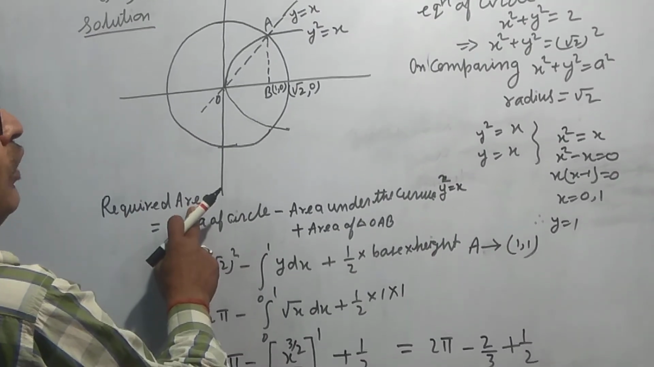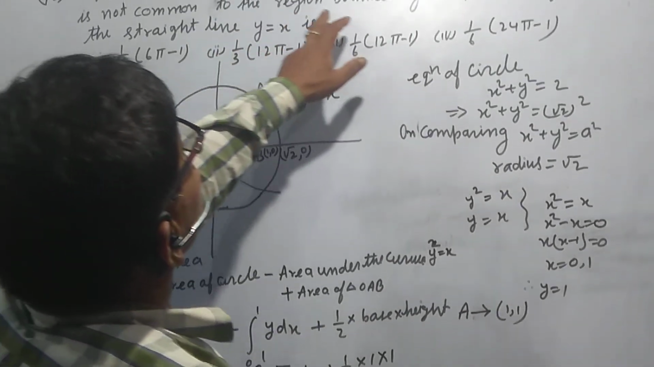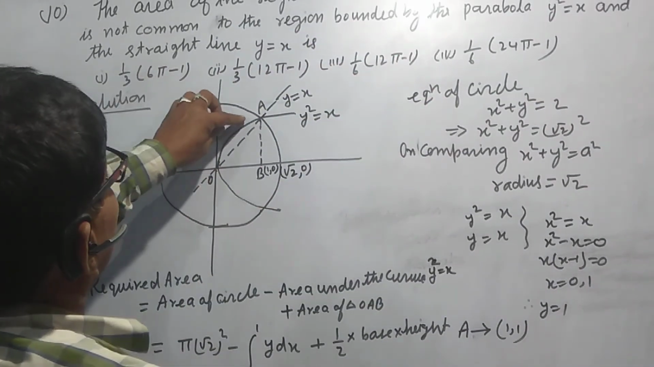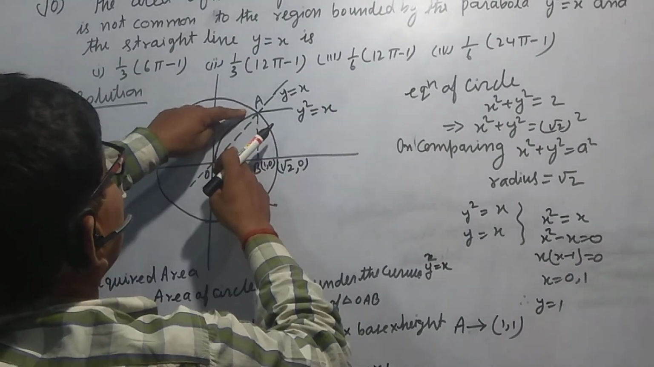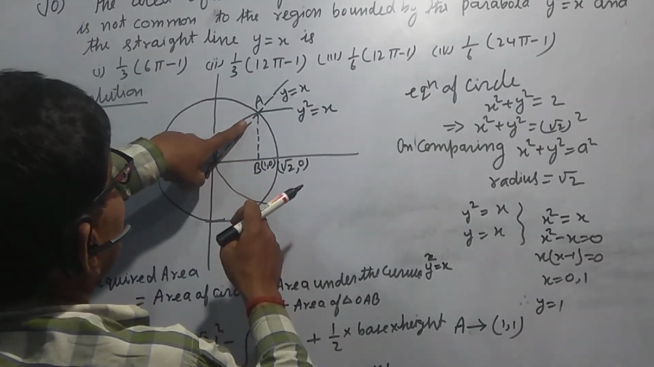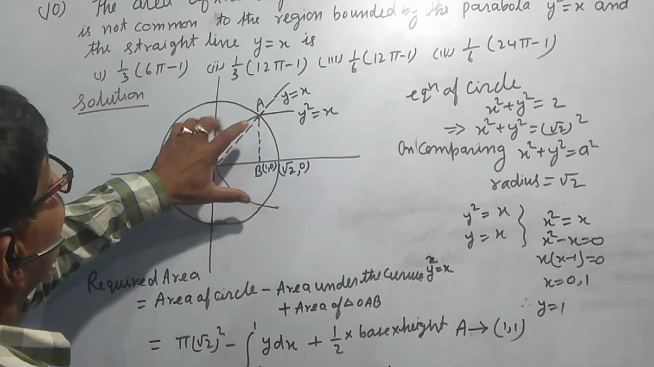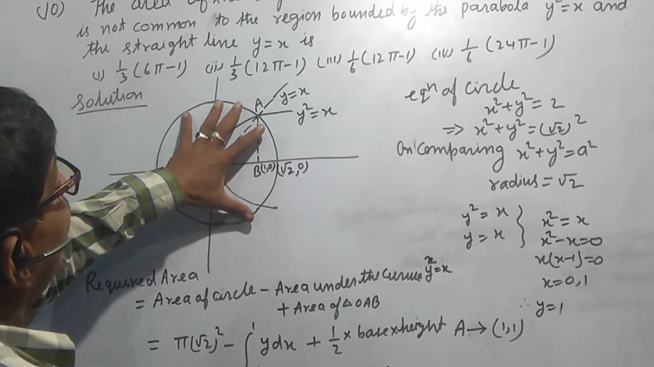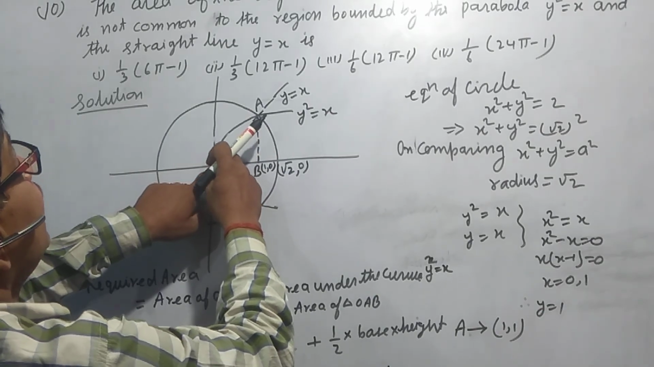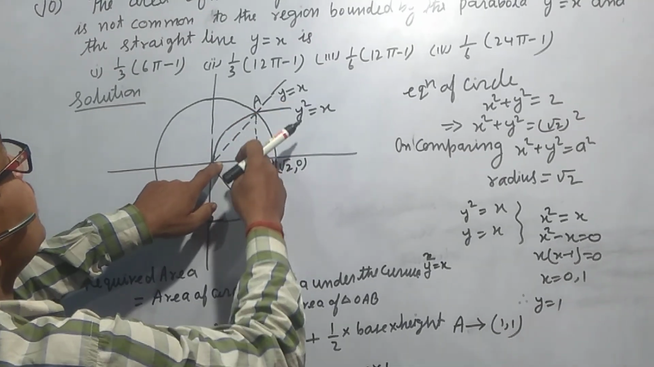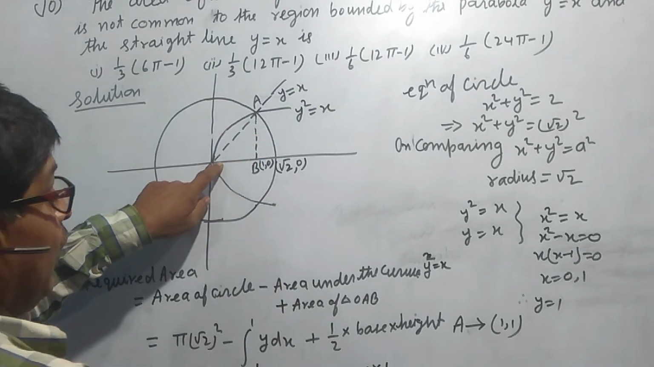The required area is the area not common to the region bounded by the parabola and the straight line, so we have to calculate the area of this part. We calculate the total area and subtract the area under the curve and add the area of this part to get the required area.